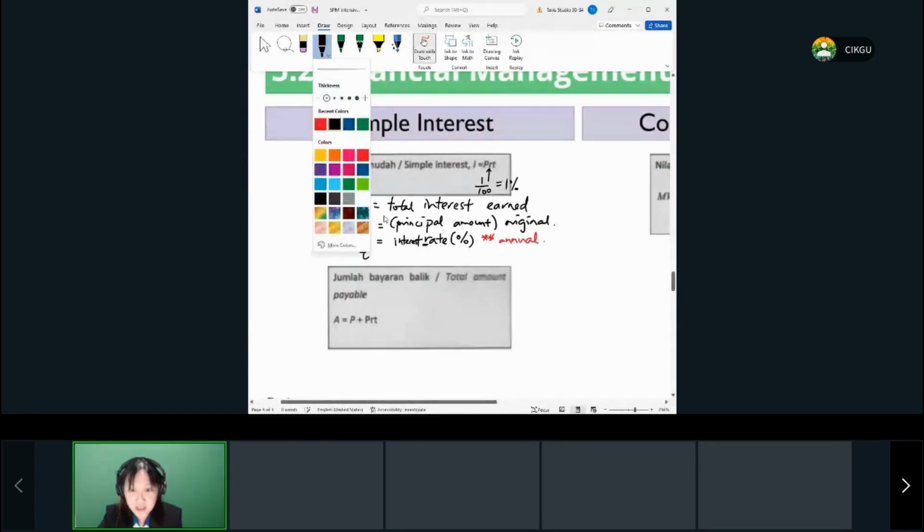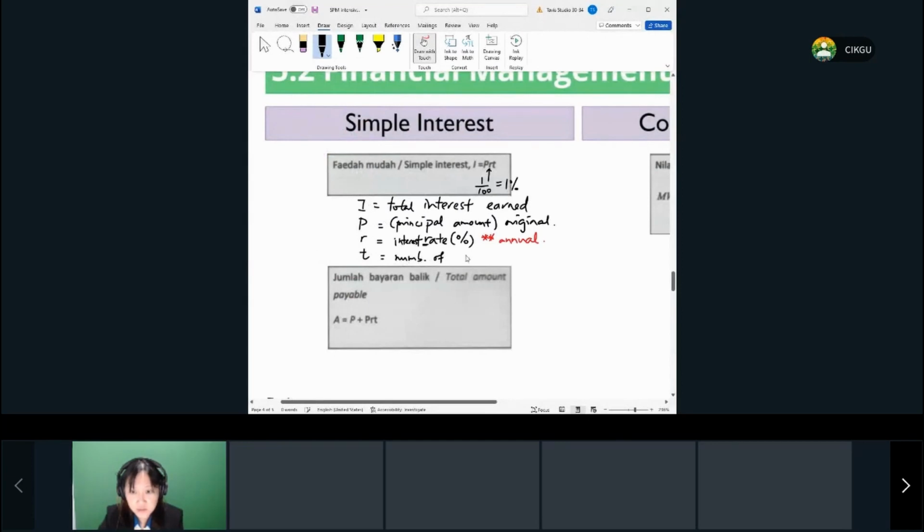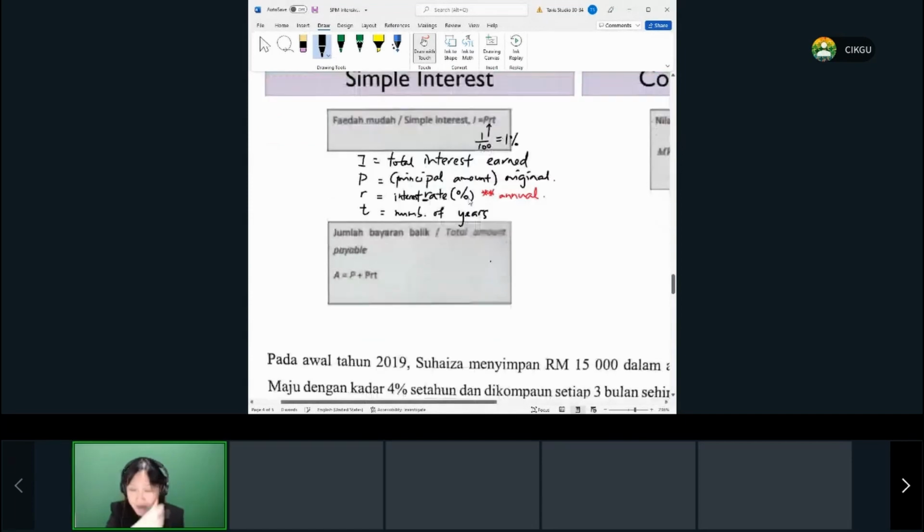Next, T. T is the number of years of your loan. Okay, done very quickly. Okay, so jumlah bayar balik, total amount payable. This one means what is the final amount that you need to pay back if you apply simple interest, which is of course the principal amount that you lend plus all the additional interest that you have to pay back.